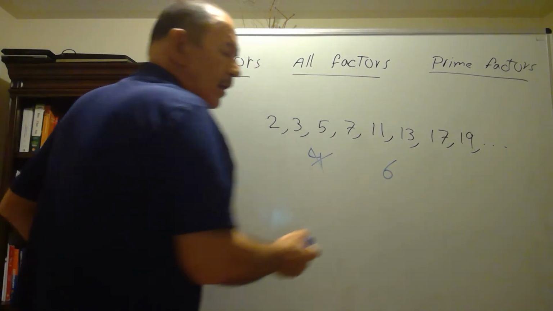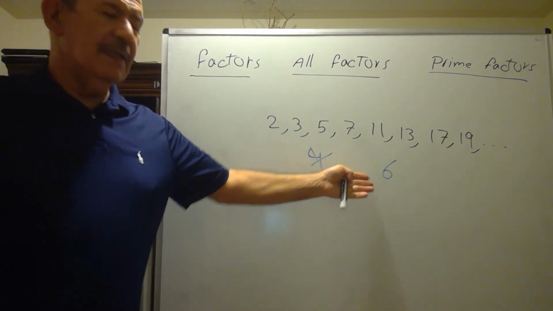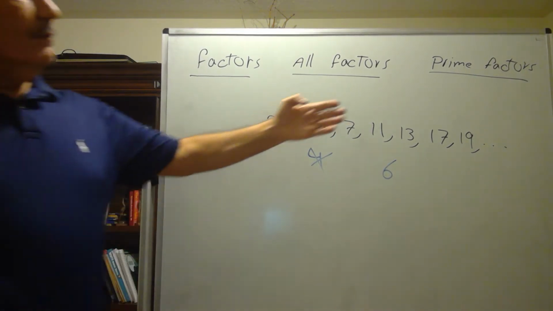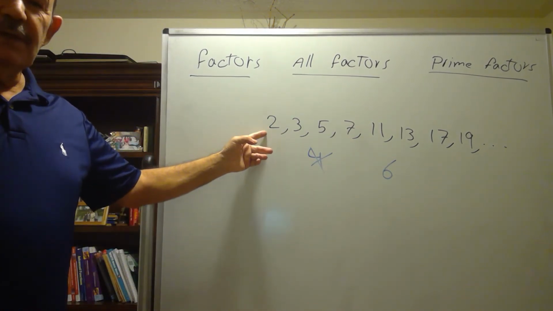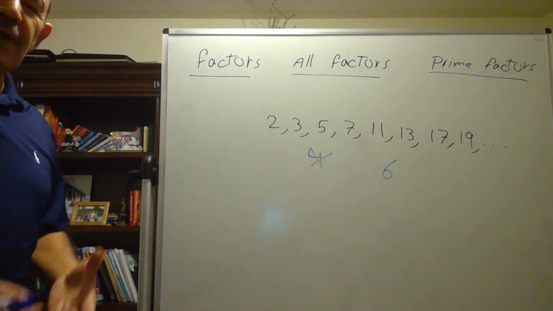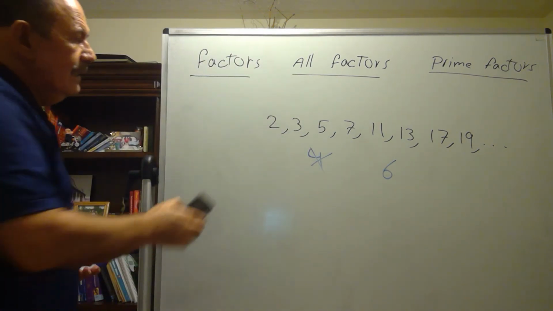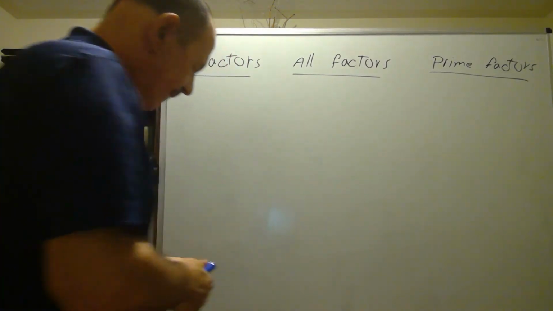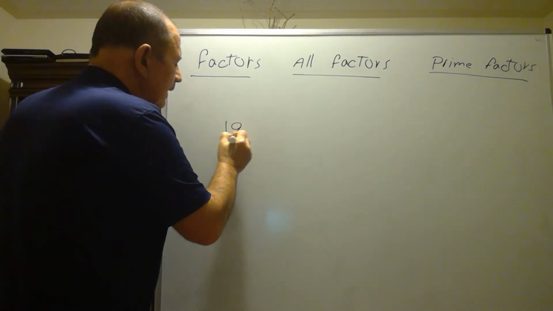6 is not a prime number because it's divisible by 1, 6, 2, and 3. These are the definitions of prime numbers. When we are looking for the prime factors, we find all the factors which are prime numbers. We call this prime factoring. As an example, let's say I want to find the prime factors of 18.